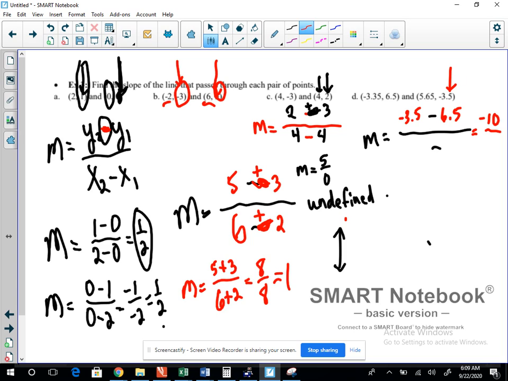Now, we'll do the bottom. Since we start with negative 3.5, we take 5.65. We subtract negative 3.35. This one is going to change to a positive. If we put those together, we get 9. So this one is negative 10 over 9.